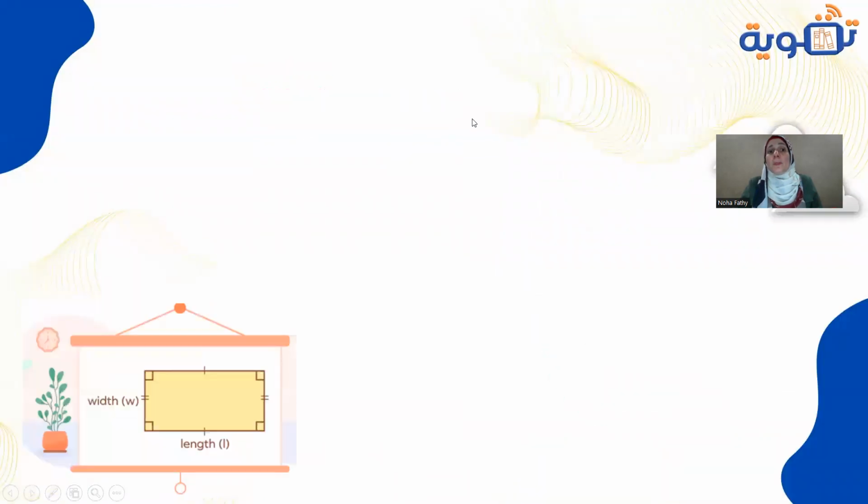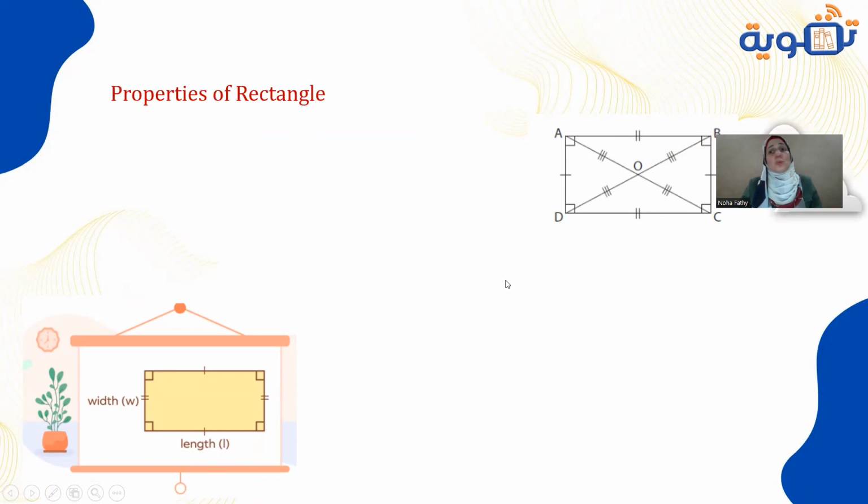And now, how about the rectangle? A special case of parallelogram is the rectangle. A rectangle takes the same properties of a parallelogram, but we have only two differences. The first property: the four angles are equal and the measure of each one is 90 degrees.